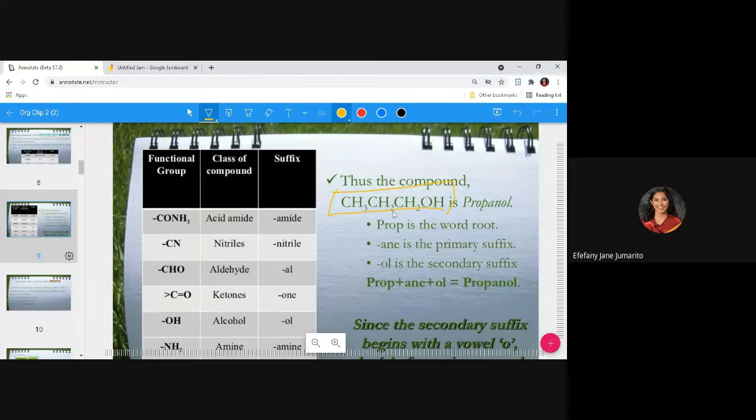Okay, so this one is your one, two, three. So it's prop. And then for ours, it's an -ane, propane. So it's a propane. But because it has OH, it has an alcohol group, we delete the E. So then we add -ol, propanol. Okay, so it's what we call propanol. So we don't write one anymore because it is in number one. So propanol. That's it. That is propanol.